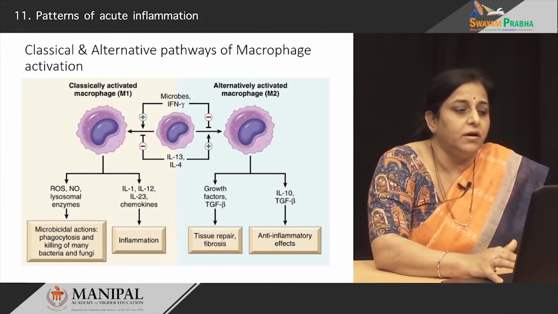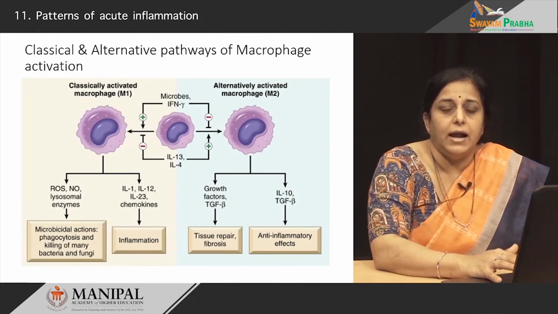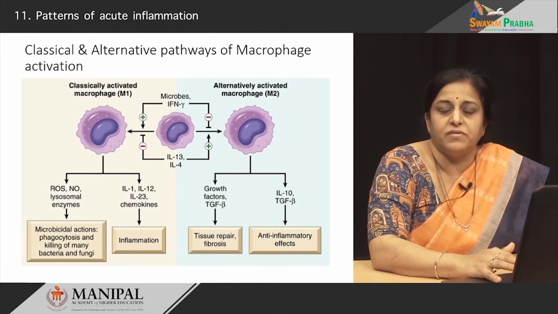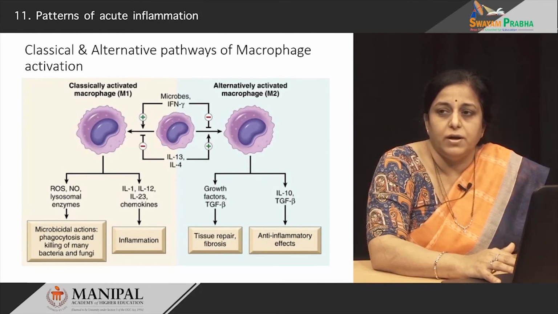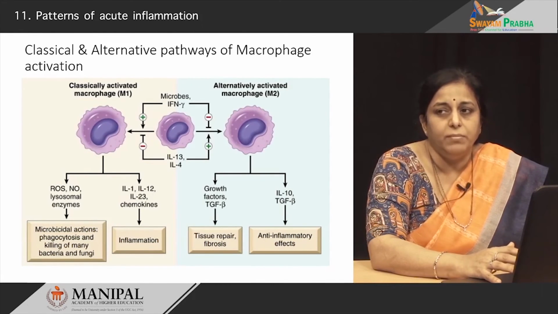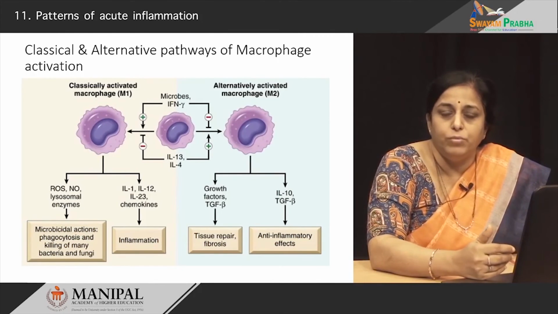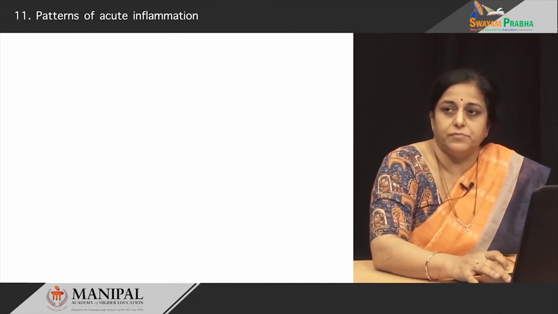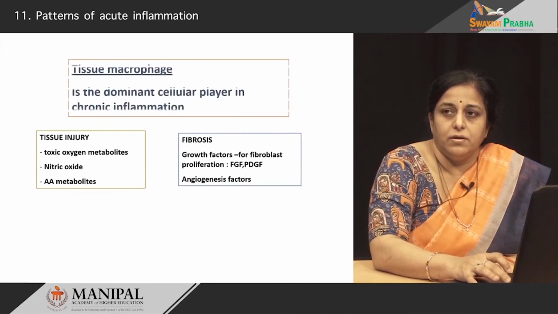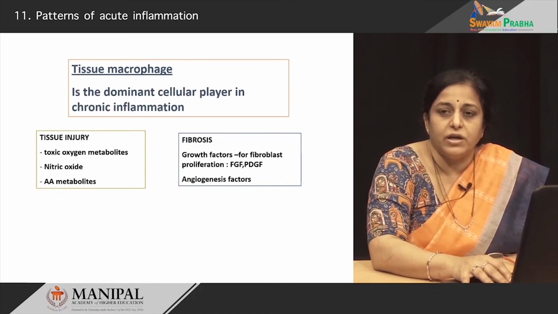You can see here the microbes activate the classically activated macrophage M1, and they produce various toxic substances which are responsible for microbicidal killing. Whereas the M2 is generated whenever the acute inflammation is not able to tackle it, the T lymphocytes secrete various cytokines, and you have the M2 generation, which results in more of tissue repair and angiogenesis. So, the tissue macrophages are the dominant players, whether acute inflammation or chronic inflammation. Macrophages play a very dominant role.